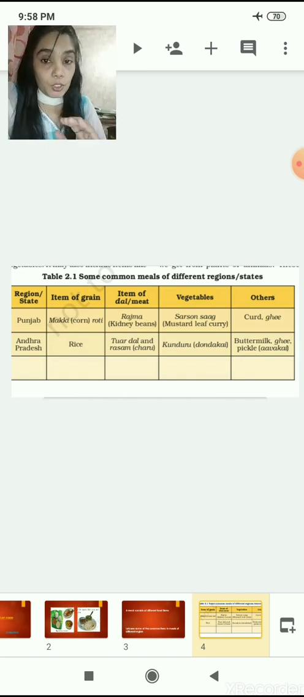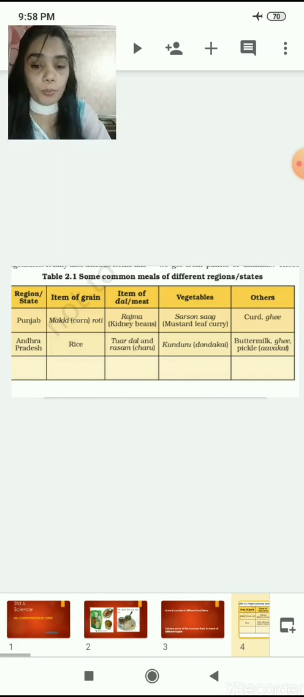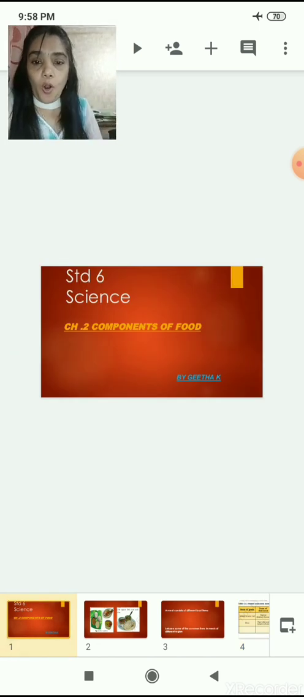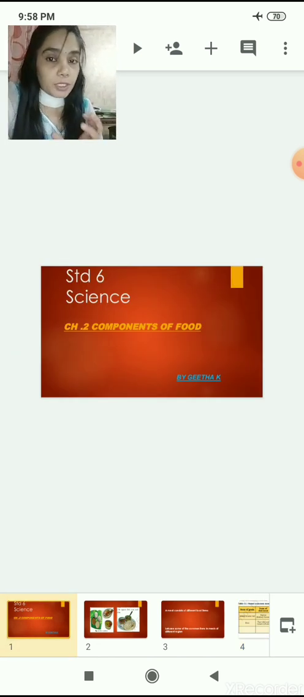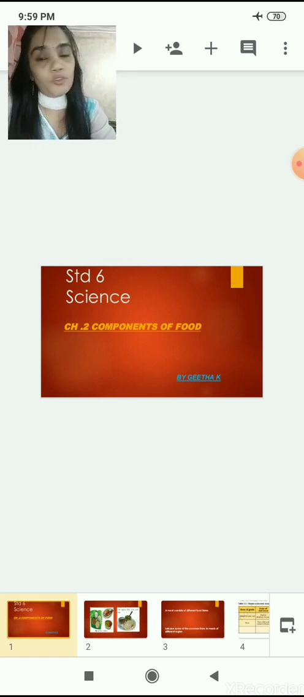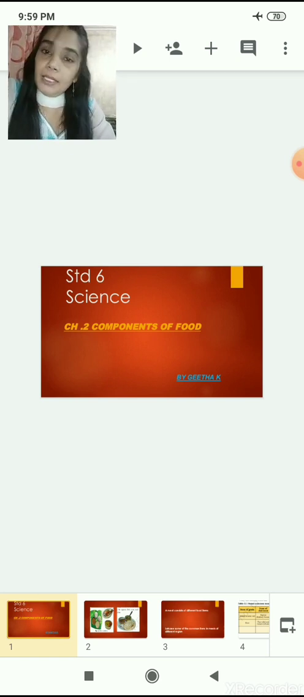So children, today's lesson we are going to learn what these different food items contain. That is the lesson, Components of Food. What does our food contain? Which components does our food contain? This we are going to learn, children. Before that, as usual, we'll learn some new words from the lesson and then we'll proceed to the lesson.